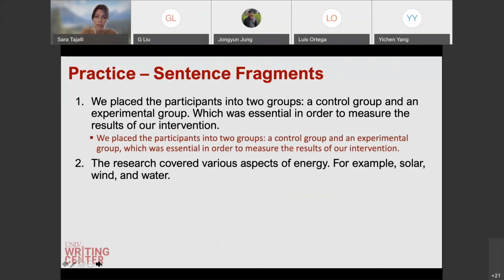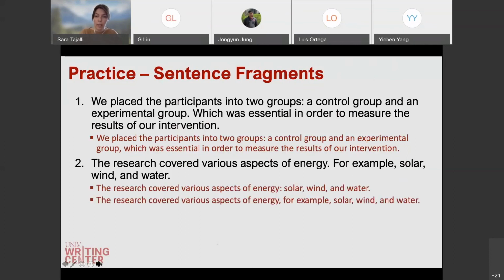How can we fix this? Yeah, so we can put a colon, right? And we can also put a comma. Because if you look at it, for example, solar, wind, and water is not a complete thought. It can't stand on its own, so we need to connect it. You can also just get rid of the for example and just change it with a colon.